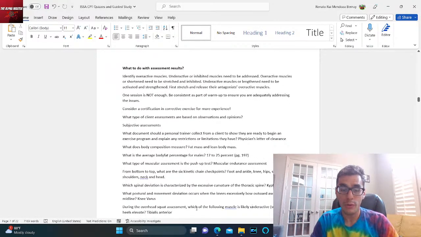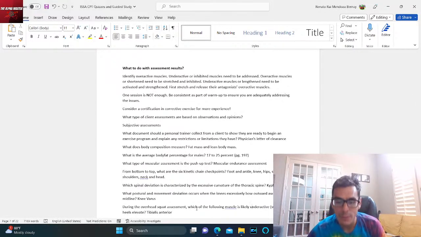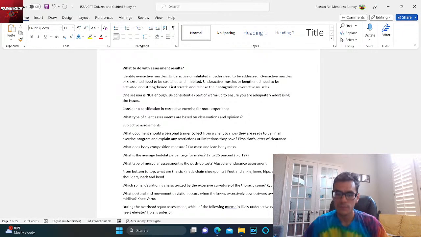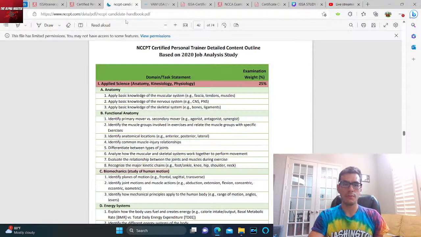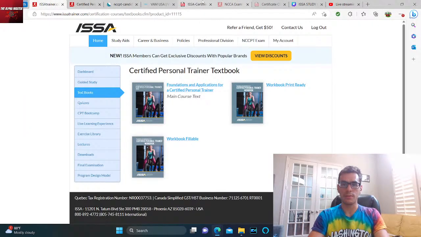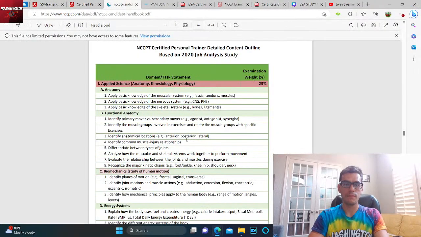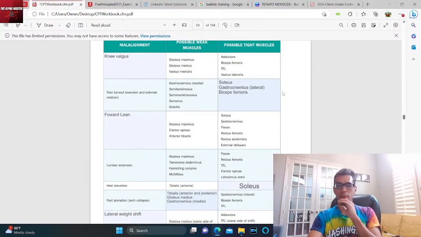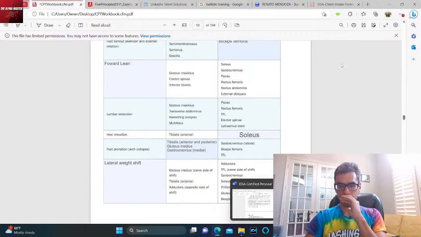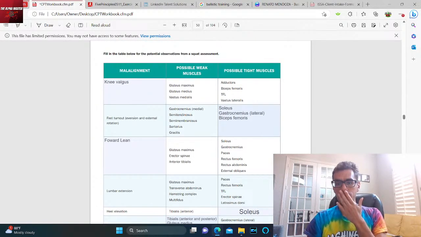During the overhead squat assessment, which of the following muscles is likely underactive, weak? If the heels elevate, the underactive, weak muscle is going to be the tibialis anterior. Then the overactive, tight muscle is going to be the soleus. Weak or underactive is the tibialis anterior, and the overactive or tight muscle is the soleus.